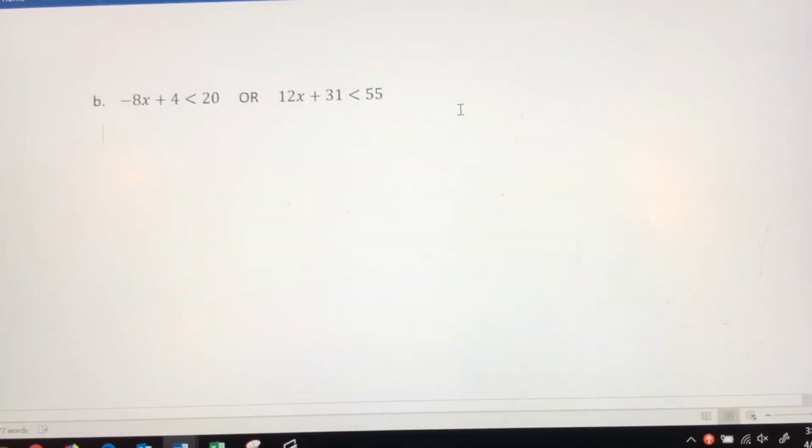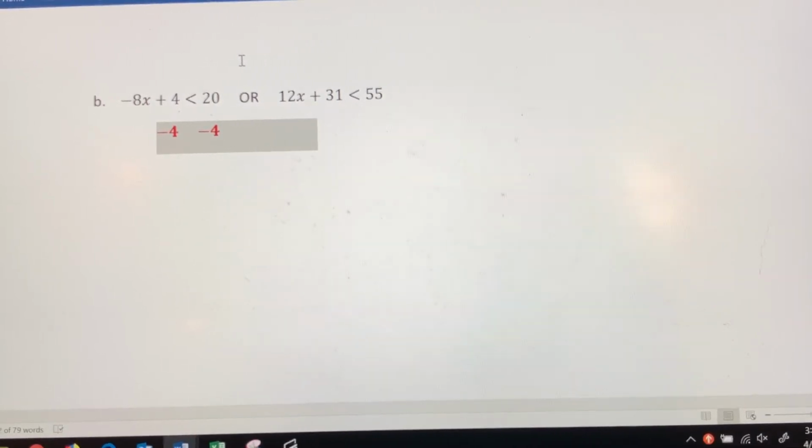A second compound inequality here, we've got what we call an OR inequality. Negative 8x plus 4 is less than 20, or 12x plus 31 is less than 55. They're already separated into two different inequalities, so we're just going to solve them as they are, and then we'll combine our solutions into one answer.